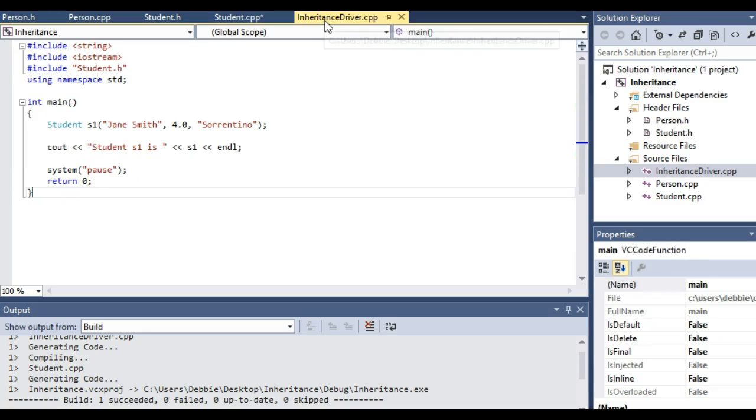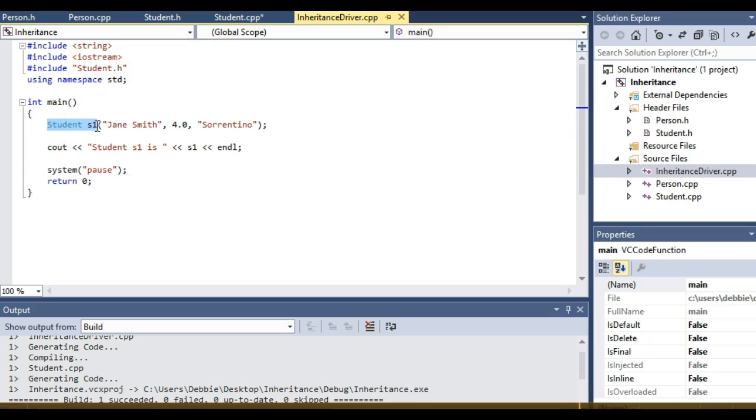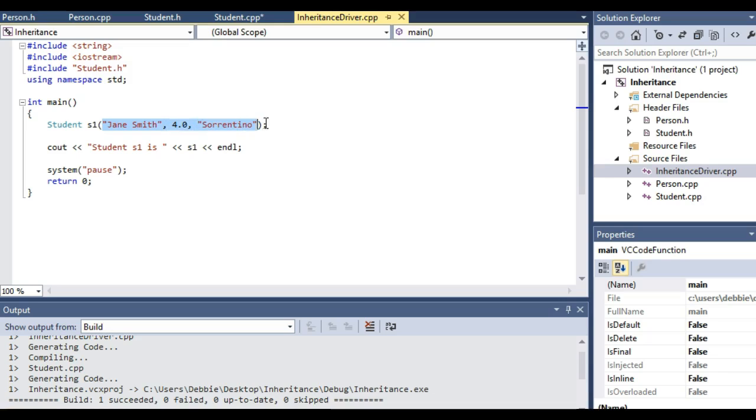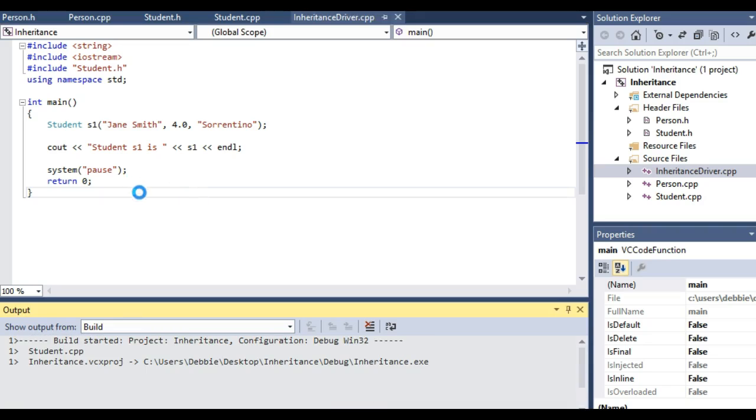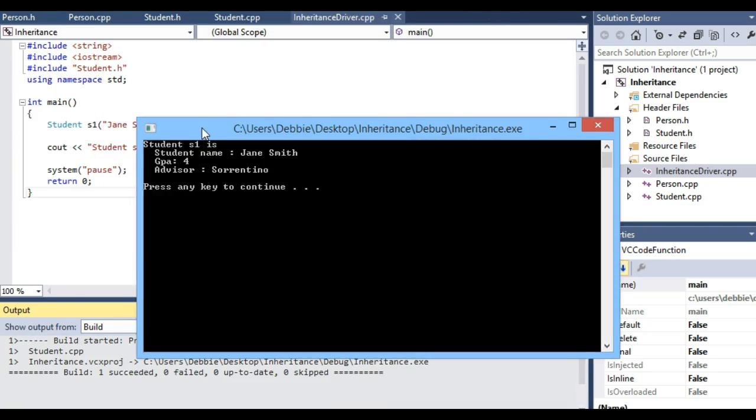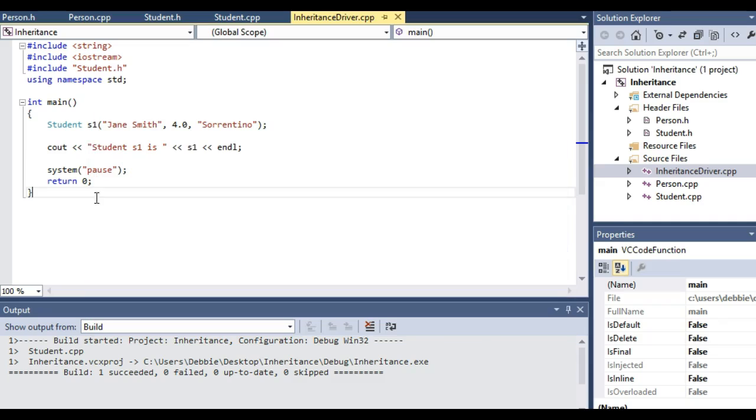And then I go to my driver, which declares student S1. It passes it three parameters: the student name, the GPA, and the major. And then this will execute my output operator for the student class. So I'm going to run this, and you can see it run. Also keep in mind here I've got to include student.h because I'm using that student data type here as well.